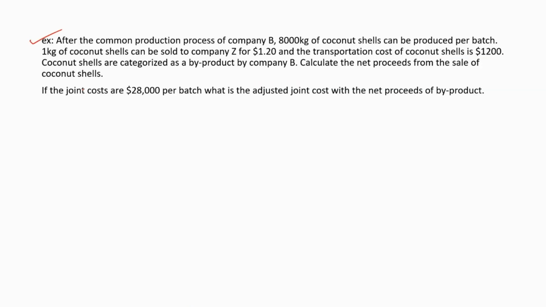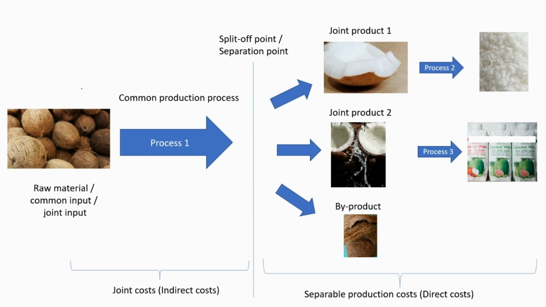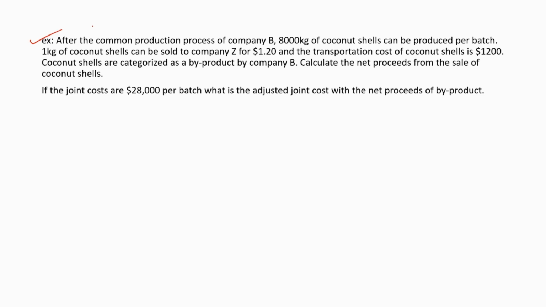Now let's do this example. This is the same example we discussed so far. After the common production process of company B, 8,000 kilos of coconut shells can be produced per batch. 1 kilogram of coconut shells can be sold to company Z for $1.2, and the transportation cost of coconut shells is $1,200. Coconut shells are categorized as a byproduct by company B. Calculate the net proceeds from the sale of coconut shells. And there is a part 2. If the joint costs are $28,000 per batch, what is the adjusted joint cost with the net proceeds of byproduct?